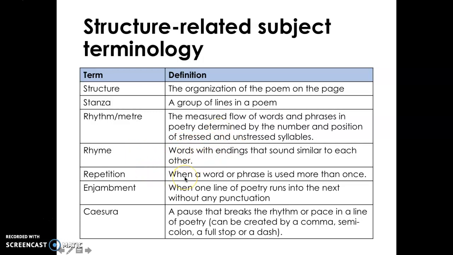Repetition, when a word or phrase is used more than once. Enjambment, when one line of poetry runs into the next without any punctuation. And caesura, a pause that breaks the rhythm or pace in a line of poetry, which can be created by any piece of punctuation. So you can pause the video here or copy this table down, but as I have said, I would recommend making the table much bigger. Include more than 7 lines because you're going to be adding in more and more subject terminology as we move through the lessons.